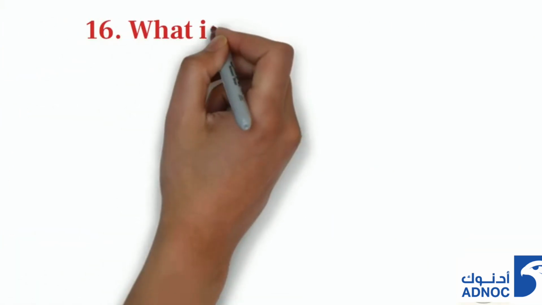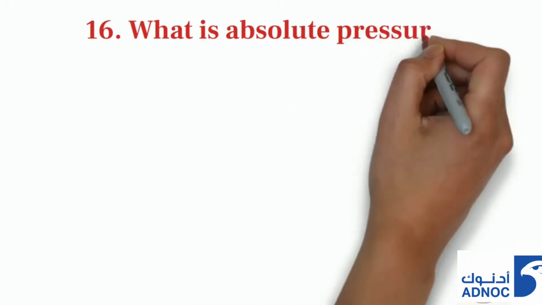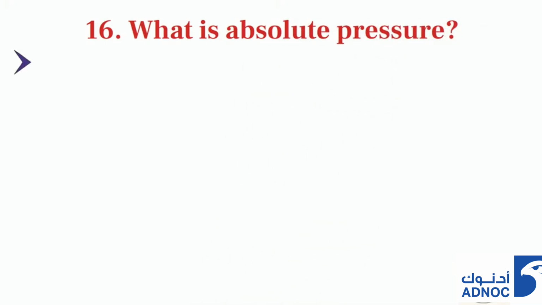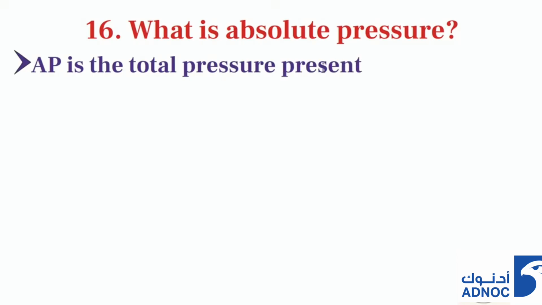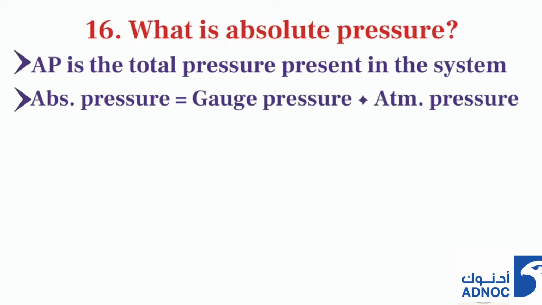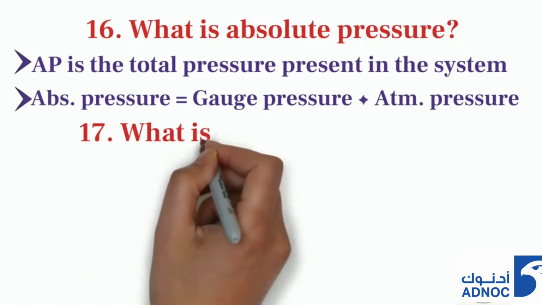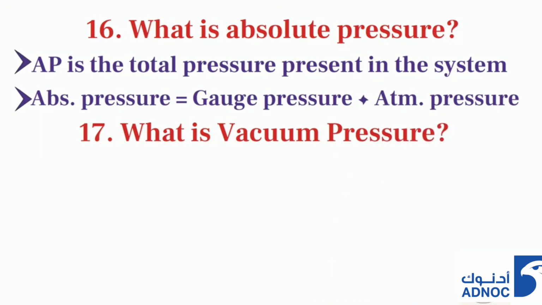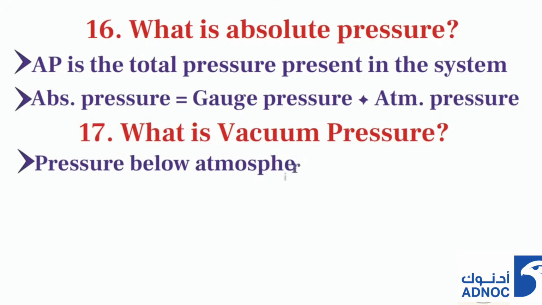Next question is, what is absolute pressure? Absolute pressure is the total pressure present in the system. Absolute pressure is equal to gauge pressure plus atmospheric pressure. Next question is, what is vacuum pressure? Any pressure below atmospheric pressure is known as vacuum pressure.